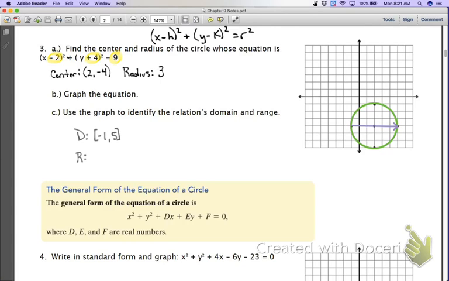Range is going to be the same thing, but instead it's basically from bottom to top, or top to bottom. So from negative, where are we at? -7 to -1.